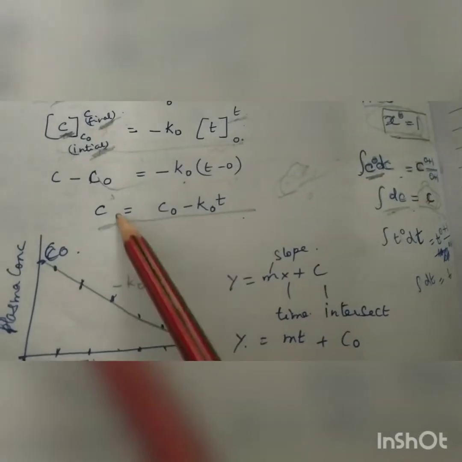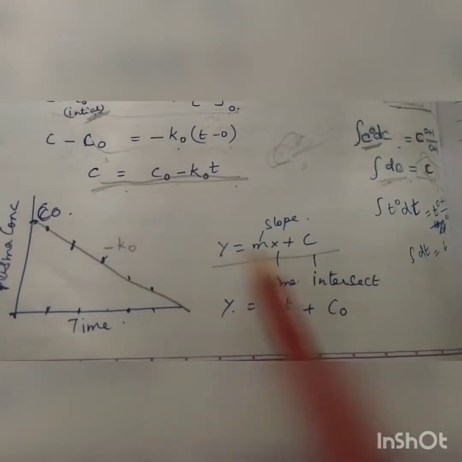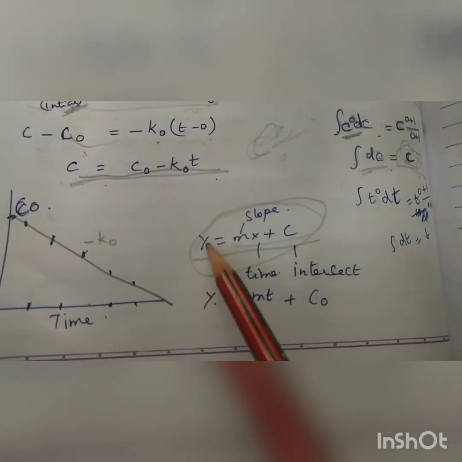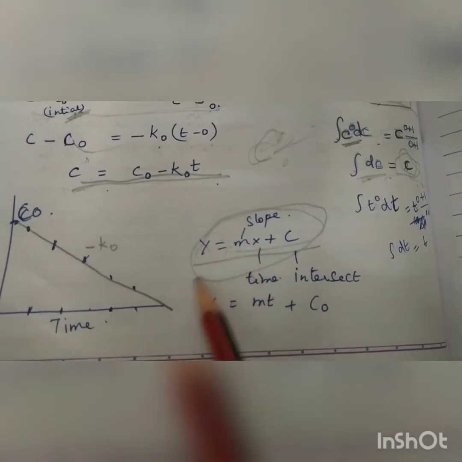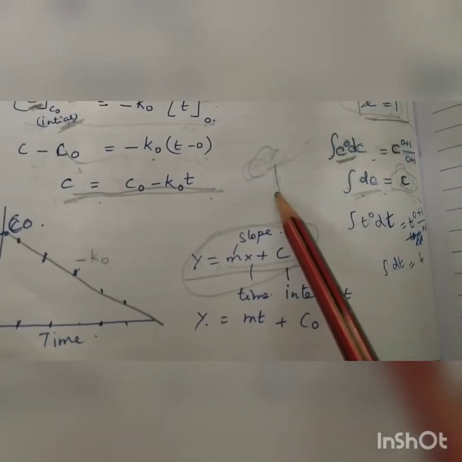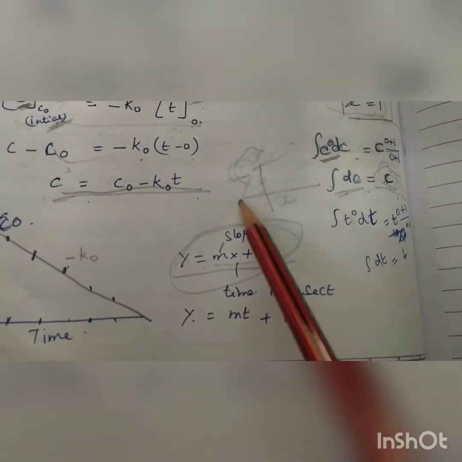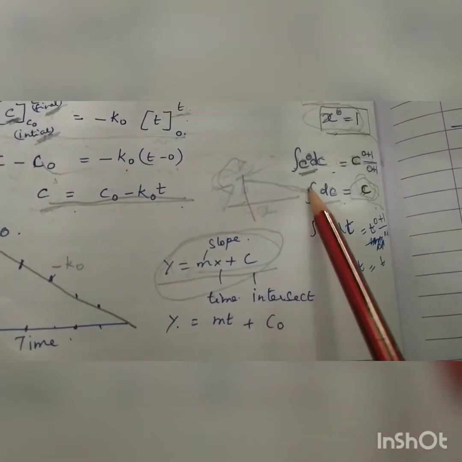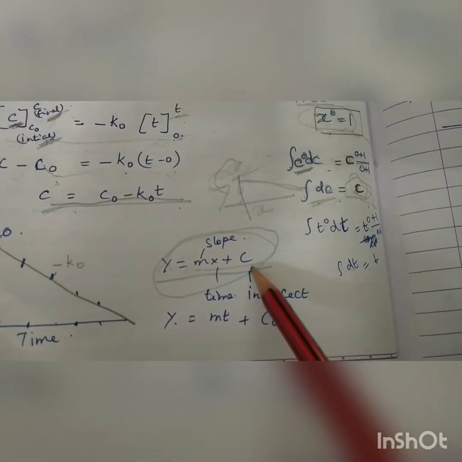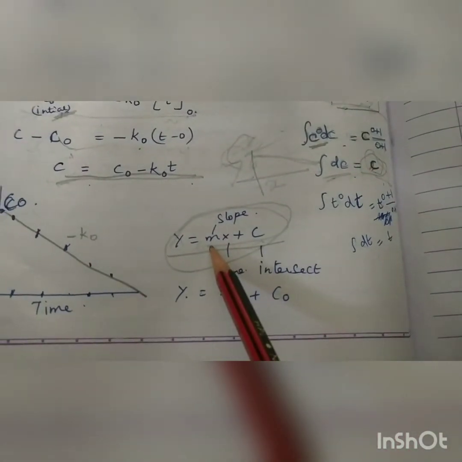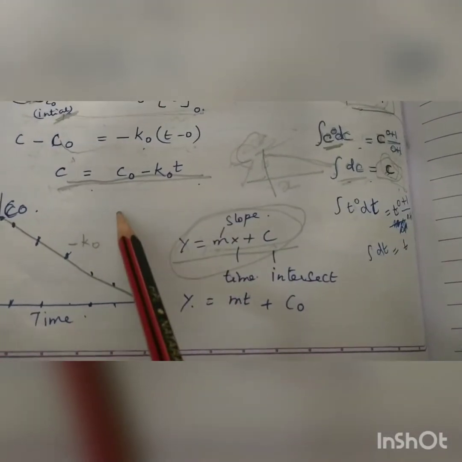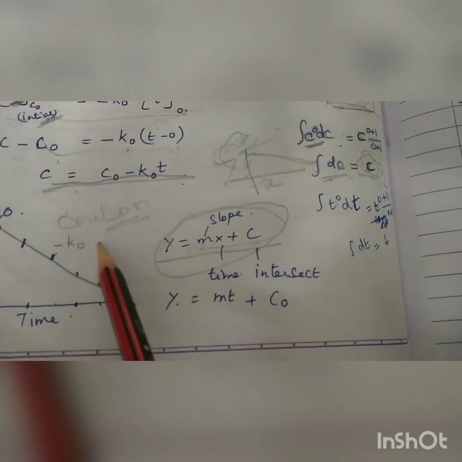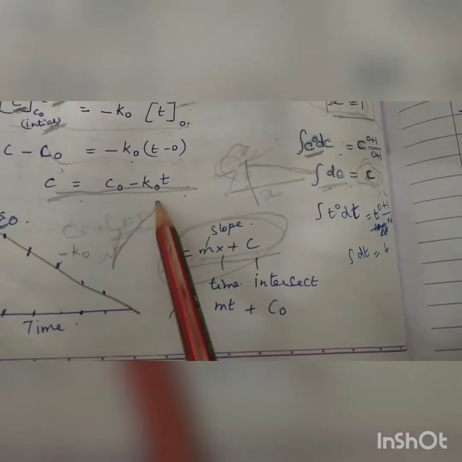This equation more or less resembles the general equation for any line on the xy plane. If you have xy, and you need to find out the concentration on any line, if you give the time, the concentration can be easily found out. Here this is the slope. Slope is nothing but the change in concentration per unit time.